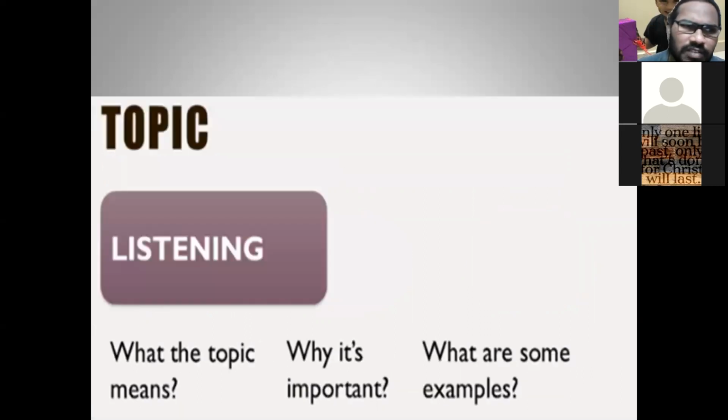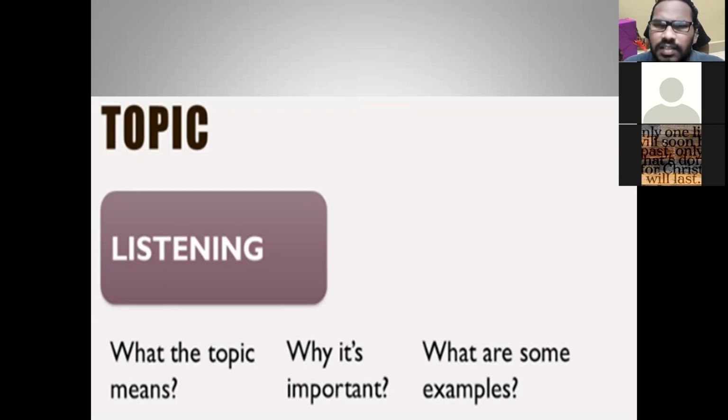Like last week I said, if you are asked to speak on listening, what should you speak on listening? You have to ask these three questions. In your mind or in your heart, you have to meditate like this: what the topic means, why it is important, and what some examples are. This way also you can speak on listening.